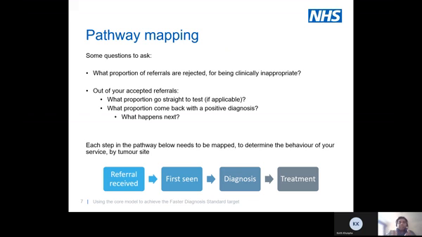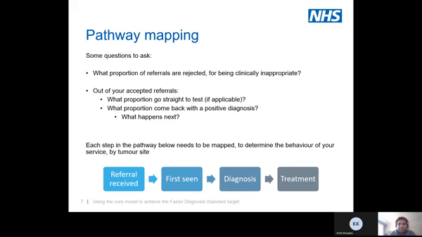So, if we're talking in terms of referrals or at the front of the pathway, what proportion of referrals which you receive are rejected for being clinically inappropriate? Conversely, what proportion of referrals received then go on to move down the pathway? Out of these accepted referrals, what proportion go straight to test if that is applicable for a particular tumour site?